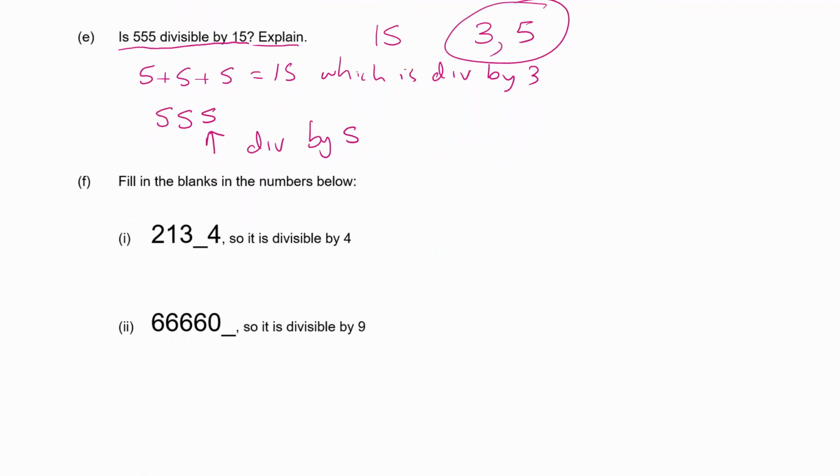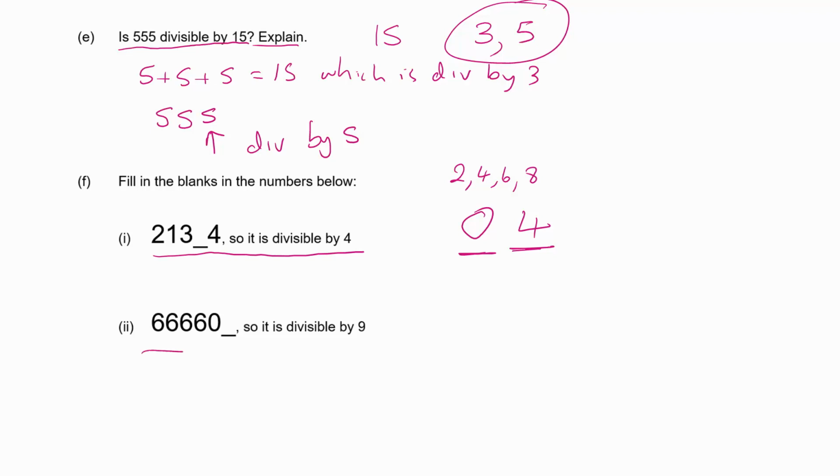Fill in the blanks below. So we want this number to be divisible by 4, and we know that we just look at the last two digits. If the last two digits divide by 4, then so does the number. So you could put a 0 here because 4 divides by 4. You can't put a 1, 14 doesn't divide by 4. But you could have put 2, you could have put 4, you could have put 6, and you could have put 8. Any of those were correct.